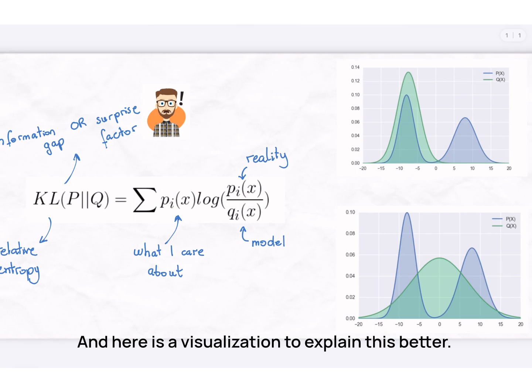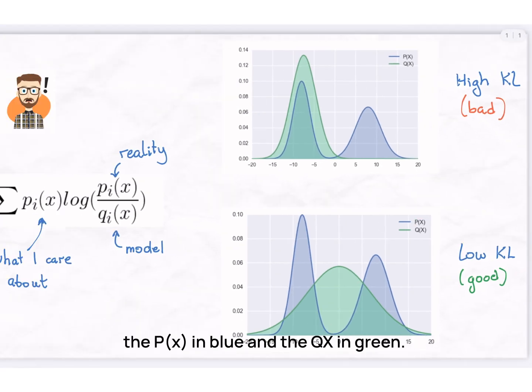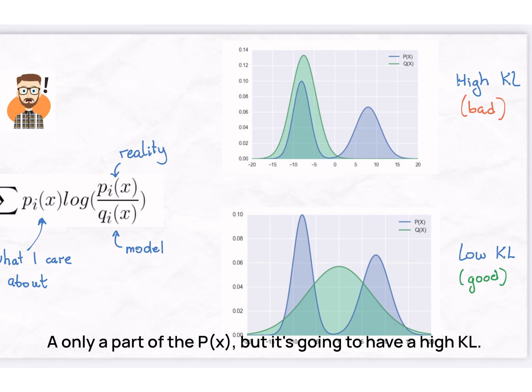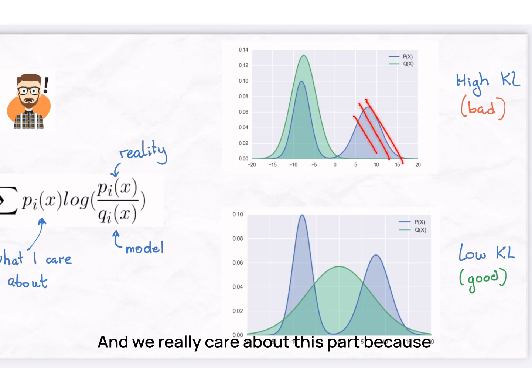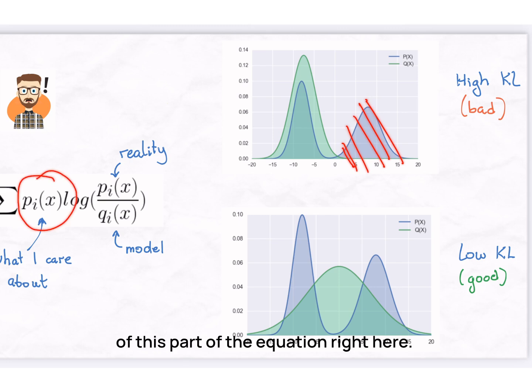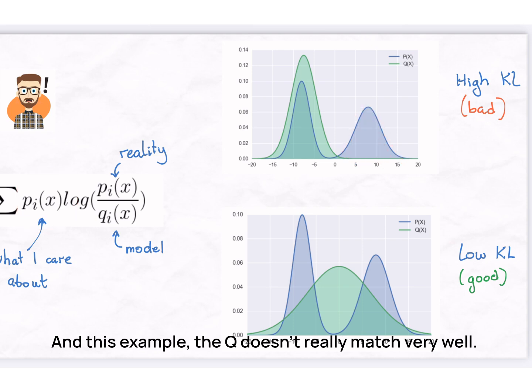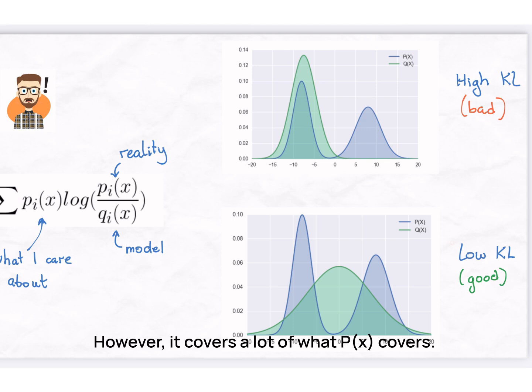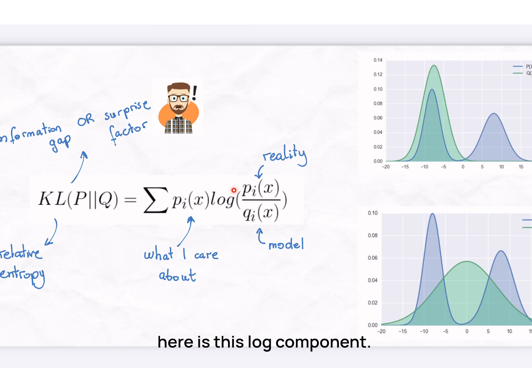And here is a visualization to explain this better. Okay, so you have two probability distributions, the PX in blue and the QX in green. Here, the QX matches very well only a part of the PX, but it's going to have a high KL. Why? Because we completely missed out this part, and we really care about this part because of this part of the equation right here. So I'm going to put a really high penalty on this. In this example, the Q doesn't really match very well. However, it covers a lot of what PX covers. So this is going to have a low KL, which is a good thing. So the penalty is going to be really low. And so this is what it means to calculate the difference between two probability distributions, however, focusing on what really matters to us.